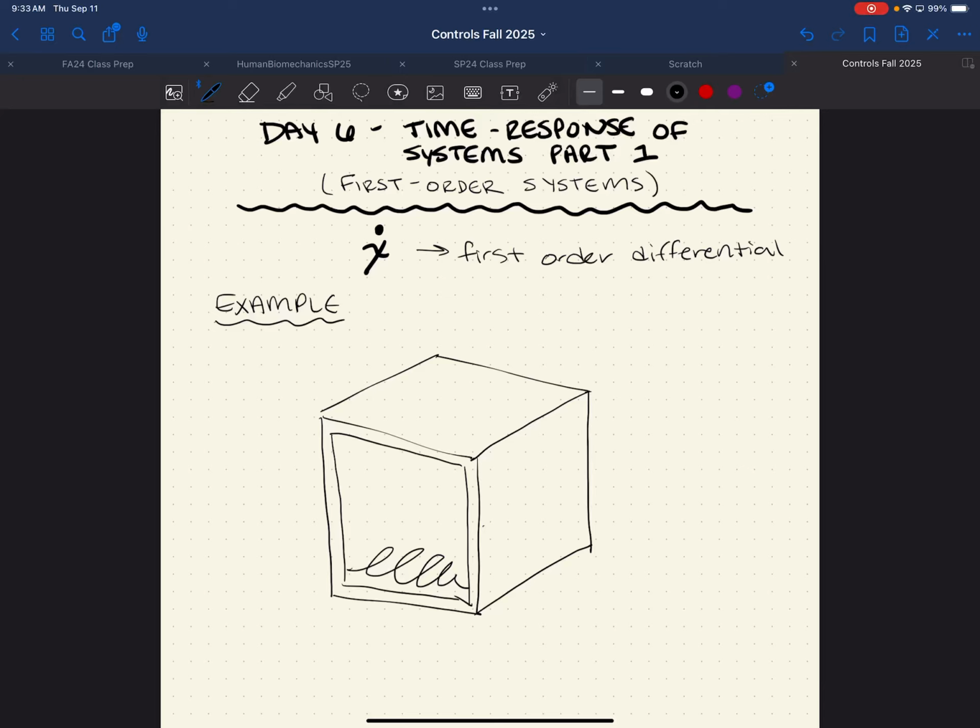I am recording. All right, so we have a nice oven. The oven has some coils. These are my coils, in case my drawing is too horrible. Maybe we send some current through these coils. Our input here will be the current that we put through our coils. We'll call that I of T. This is our current.